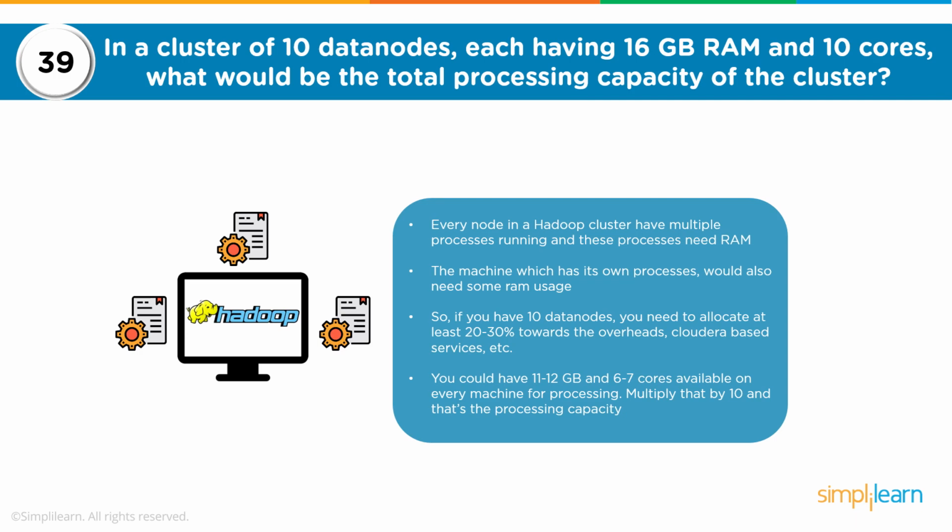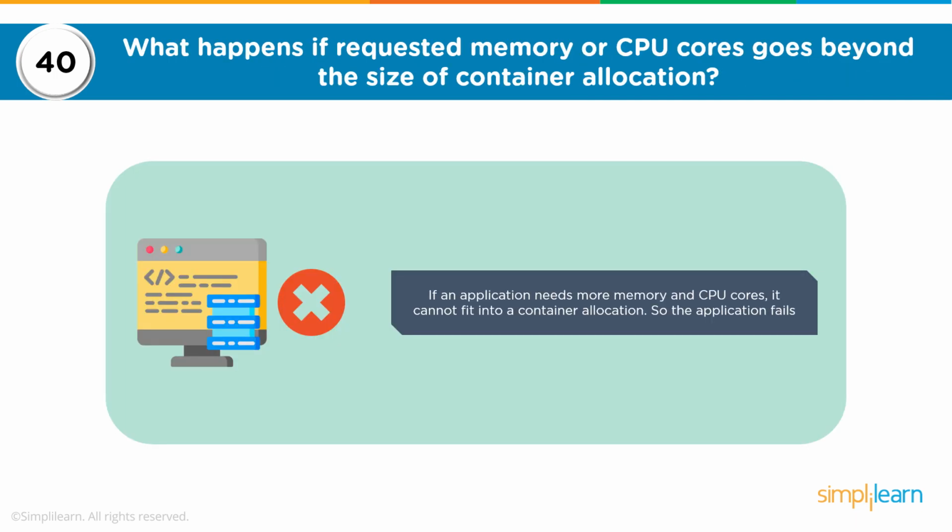Now let's look at one more question. What happens if requested memory or CPU cores go beyond the size of the container? Now, as I said, you can have your configurations which can say that in a particular data node which has 100 GB RAM, I could allocate say 50 GB for the processing. Out of 100 cores, I could say 50 cores for processing. So if you have 100 GB RAM and 100 cores, you could ideally allocate 100 for processing, but that's not ideally possible. So if you have 100 GB RAM, you would go for 50 GB, and if you have 100 cores, you would go for 50 cores.